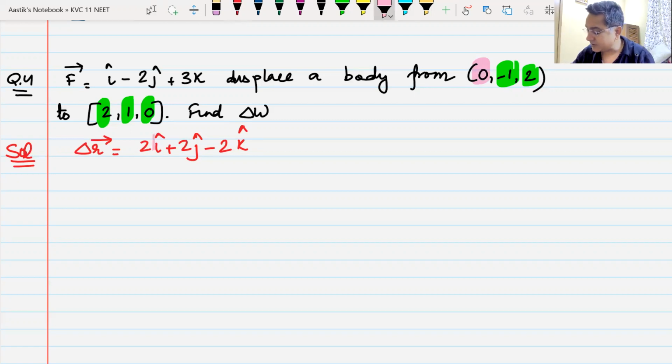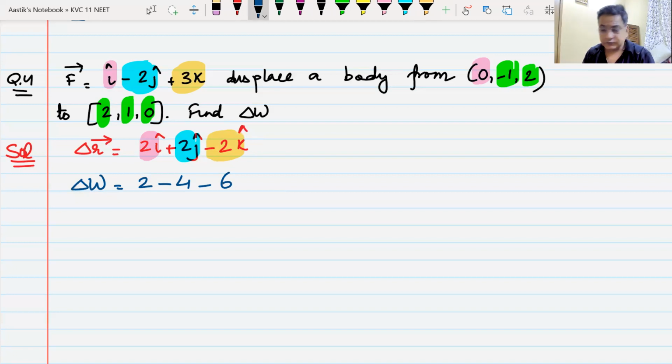Now I have to simply multiply. 2 multiplied by 1 is 2. 2 multiplied by minus 2 is minus 4, and minus 2 multiplied by 3 is minus 6. The answer that I get, 2 minus 4 minus 6, is minus 8, and that is the answer for this one.